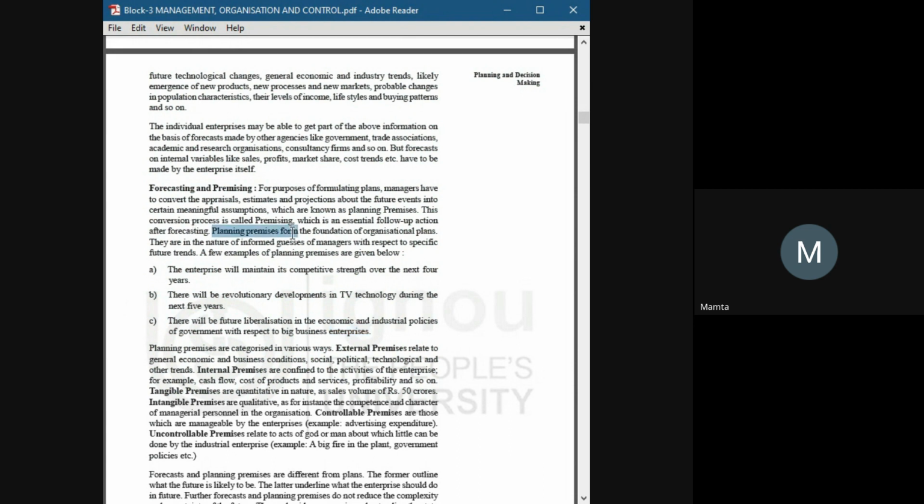Planning premises form the foundation of organizational plans. They are in the nature of informed guesses of managers with respect to specific future trends.